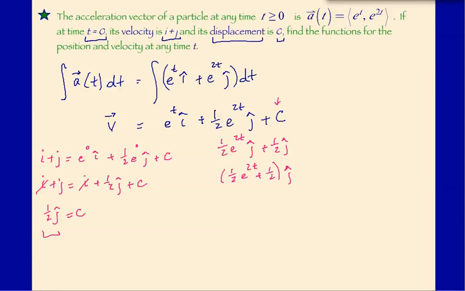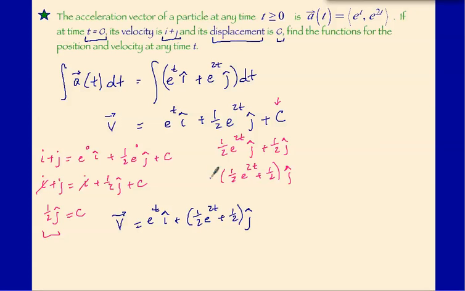Okay? So my velocity vector with c solved for is going to be e to the t i hat plus 1/2 e to the 2t plus 1/2, and of course there's other ways you can write this as well, j hat. So you've seen that when we're solving for the constant of integration, it might have some i components or some j components, but when I put it all together in the function, I'm going to combine that constant with whichever function is corresponding to the i or the j component. Okay, so we found the velocity vector.